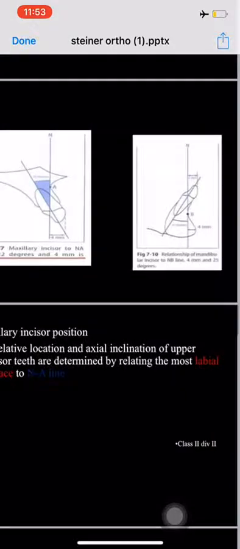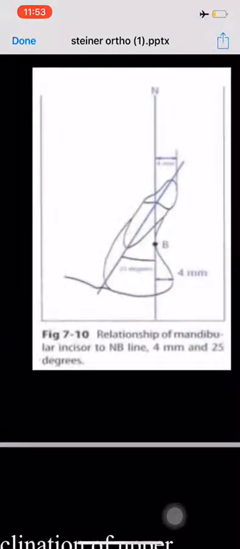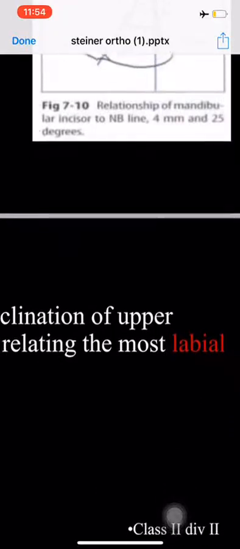في حين بالماندبل شاف أنه اللونج axis of the lower mandibular central راح يسوي angle ويا الNB line ويا long axis of the lower mandibular incisor is about 25 degree and there is a 4 millimeter also of incisal edge of the mandibular incisor away from NB. The relationship of mandibular incisor to the NB line is 4 millimeter and 25 degree.